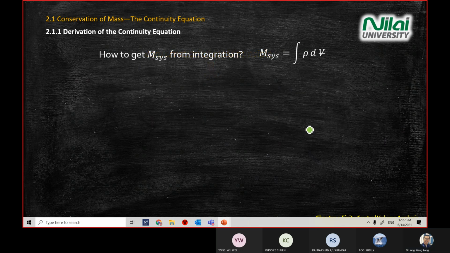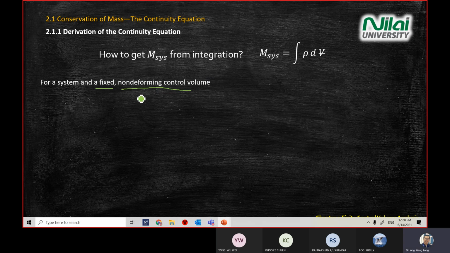Okay. So how do we use these two definitions in the finite volume analysis? The first assumption that you can see on your screen: we assume that the system is fixed and not deforming. It means that our control volume is not changing shape. For this module, in this chapter, you will look at two scenarios. One is non-deforming, one is deforming.